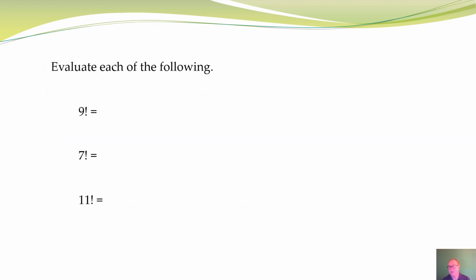Okay, evaluate each of the following. Pause the video for a second, try to evaluate these 3, then come back and check your answers. 9 factorial would be 362,880. 7 factorial would be 5,040. 11 factorial would be 39,916,800.